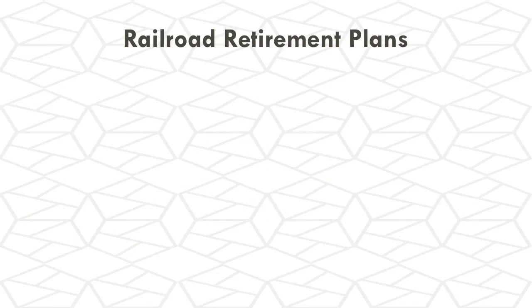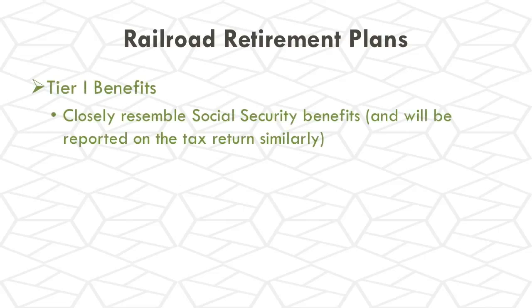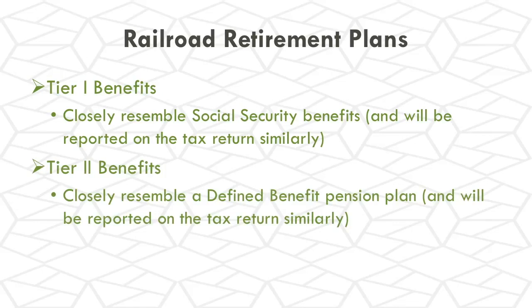Under railroad retirement benefits, there are two different types of benefits. So we have first Tier 1 benefits. These closely resemble Social Security benefits and will actually be reported on the tax return similarly as Social Security. Tier 2 benefits closely resemble a defined benefit pension plan and will also be reported on the tax return similarly.